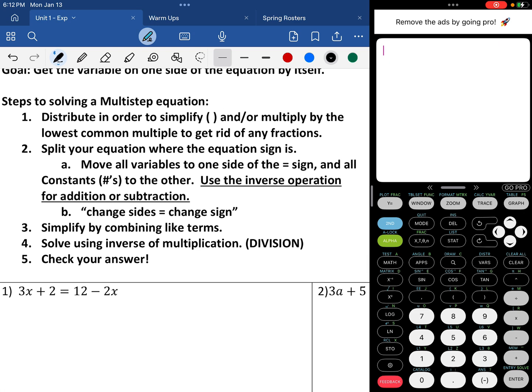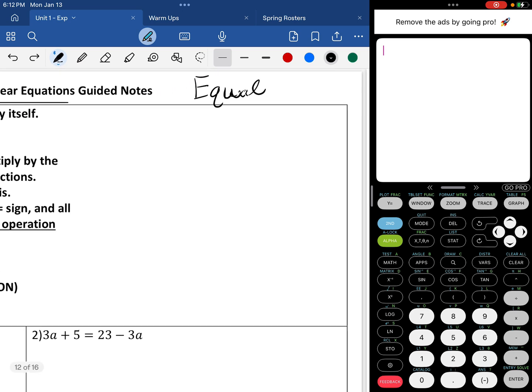So I have some steps right here about how we're going to solve an equation. Step number 1, distribute in order to simplify and/or multiply by the lowest common denominator to get rid of fractions. We're not going to worry about fractions here yet. Step number 2, split the equation where your equal sign is. This means you move all the variables to one side of the equation and all the constants, the numbers, to the other. And we're going to use the inverse operation for addition and subtraction.